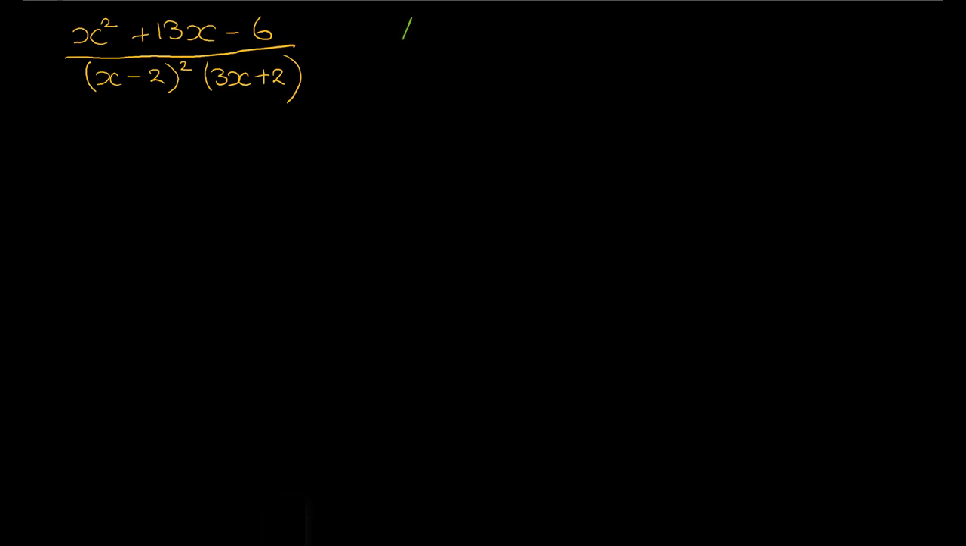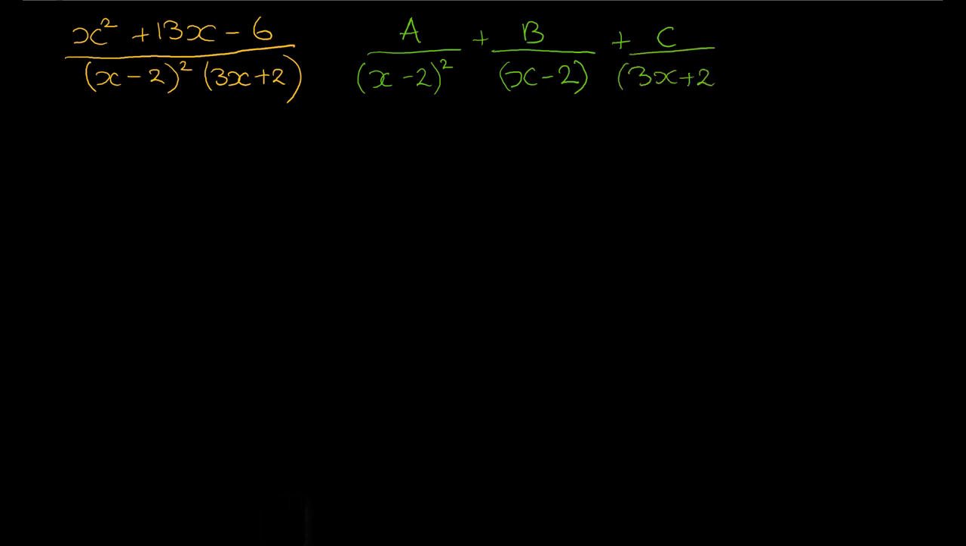So the first one will be a over x minus 2 squared, but then the second one will be over just x minus 2. So if you have a squared bracket on the bottom, it means it will turn into 2 partial fractions, one with the squared bracket bottom and one with just the single bracket. And then we'll still need a third one here with the 3x plus 2.